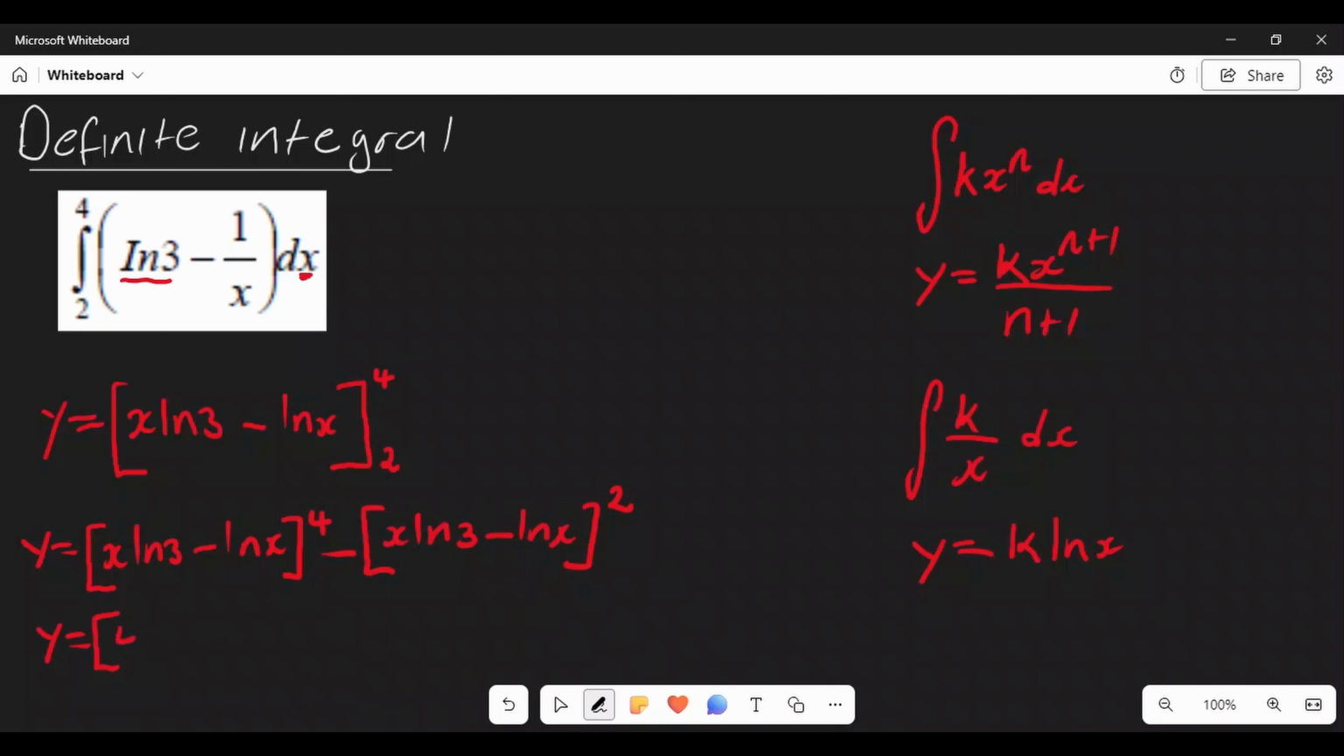So it's going to be 4 natural log 3 minus natural log 4. So this is the first bracket. The second bracket, we're going to substitute with the lower limit. It's going to be 2 natural log 3 minus natural log 2. So you have to put this on your calculator. When you put this on your calculator, the answer here is supposed to be 1.504. Right, so this is your final answer, guys.